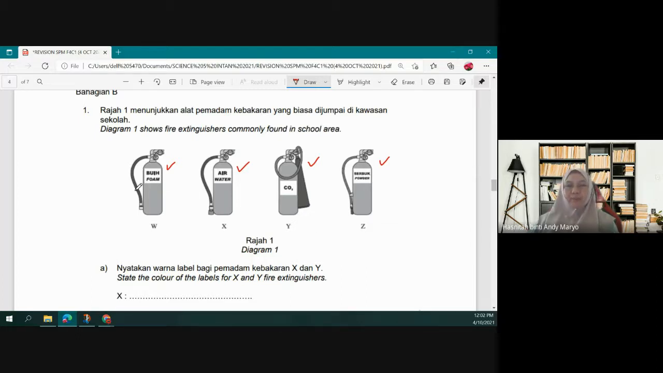Do you remember we have a color for each label? Kalau you ingat, setiap label ini dia ada warna yang berbeza.